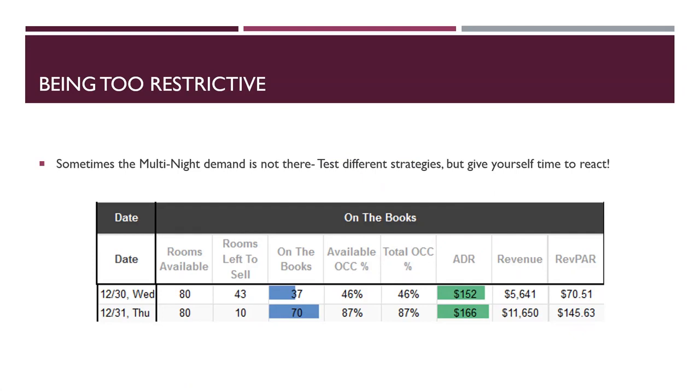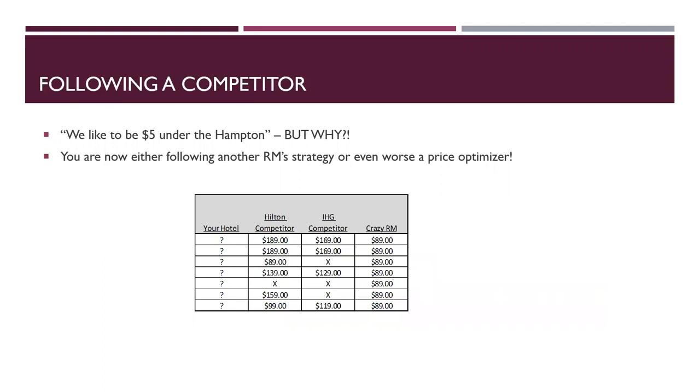So let's move on to the next point, following a competitor. If you're a revenue manager, you've probably heard this a million times or something similar to it. We like to be $5 under the Hampton, or we like to be $5 under the Marriott. So you've got to ask why. Why would you ever want to do that? You're now following another revenue manager's strategy, or even worse, you're following a price optimizer.